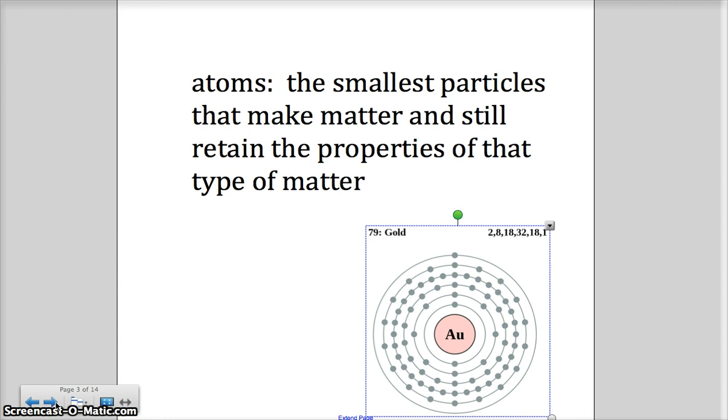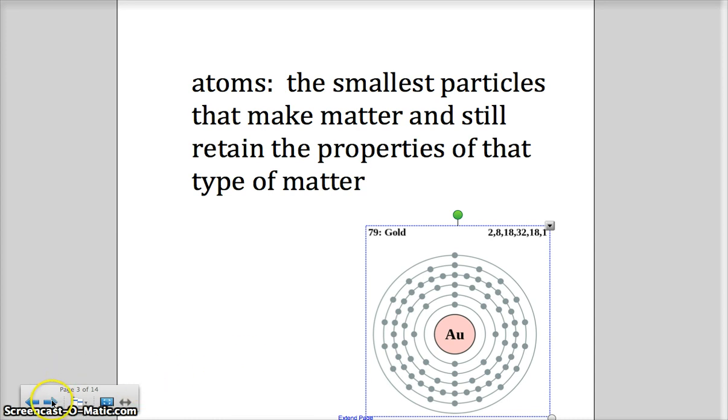So, one type of particle is an atom, and atoms are the smallest particles that make up matter and still retain the properties of that type of matter. This picture right here is an atomic model of gold. So, according to this definition, an atom of gold should have the properties of gold. So, it should be like a regular metal. It should be able to be shaped, it should be a conductor, it should be shiny, and that should hold true. We can't really see atoms, but that's what is believed.